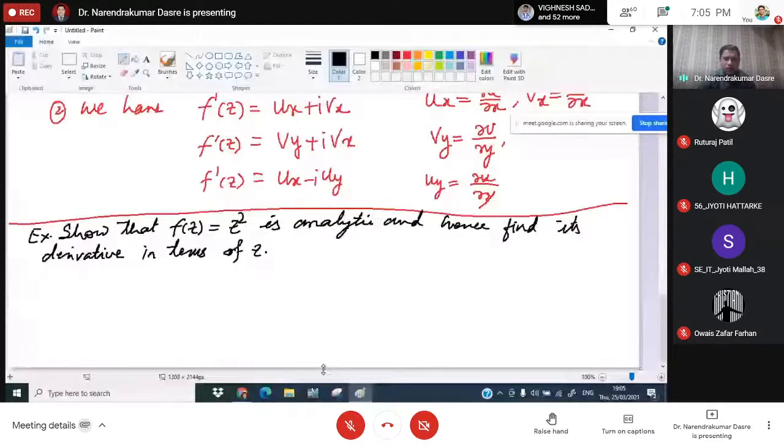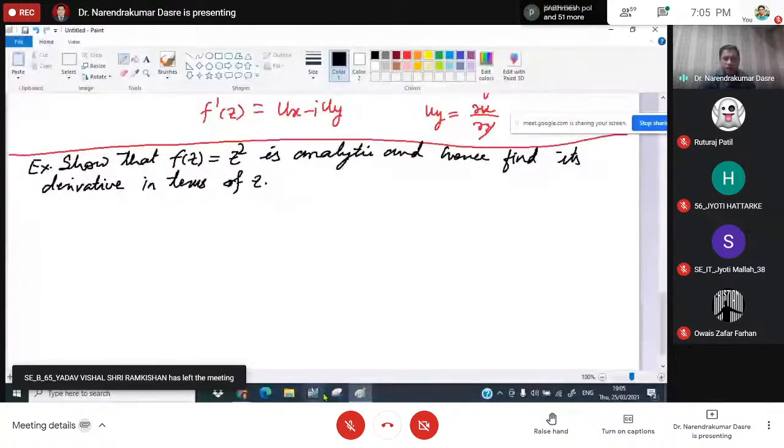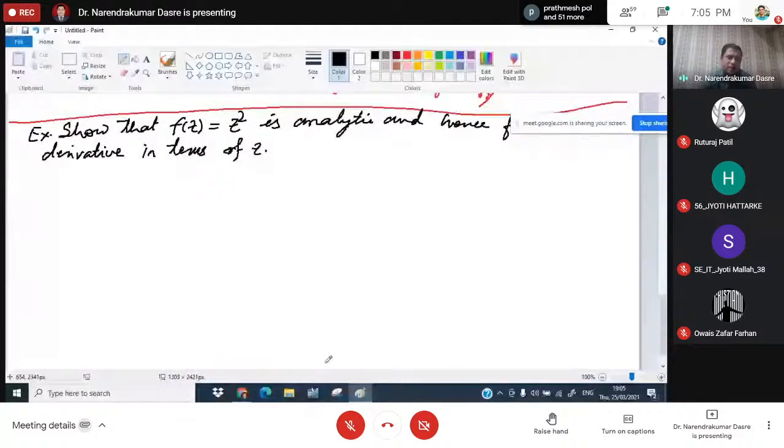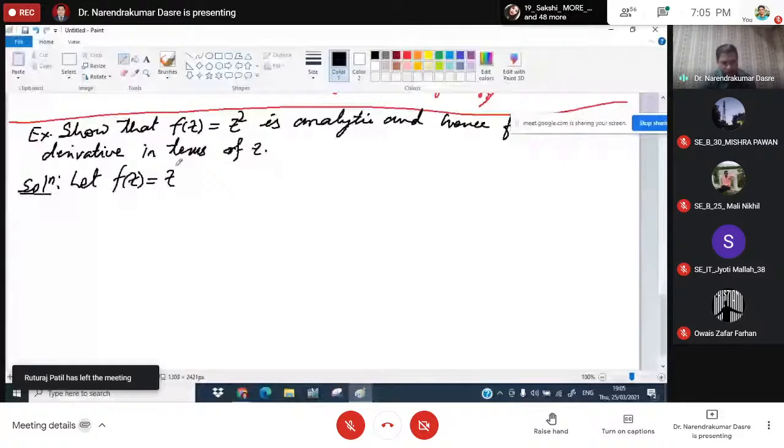First we need to understand what is going to be u and what is going to be v, and then we will be able to say whether this is analytic or not. So we go with the solution. Let f of z is equal to z square. Now I want to know what u and v are, so that I can test whether this function satisfies the Cauchy-Riemann equations and whether the first order derivatives are continuous or not. Then only I can say this is analytic.